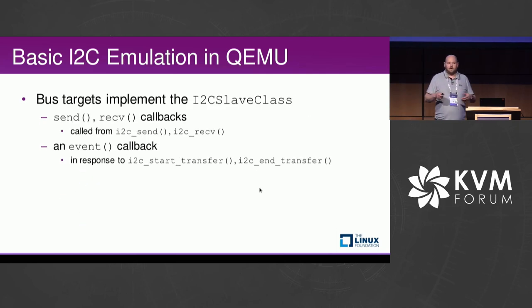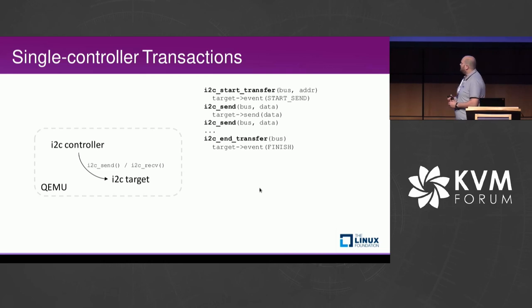So when you have a target that implements, like a sensor, some kind of basic I2C device, you have to implement a specific device class. It's called the I2C slave class. And you implement the send and receive callbacks. These are called in response, on the specific target that is the target of the current transaction, on these I2C send and receive calls. There's also an event callback that allows the target to react to the start transfers and the end transfer, stop and start conditions.